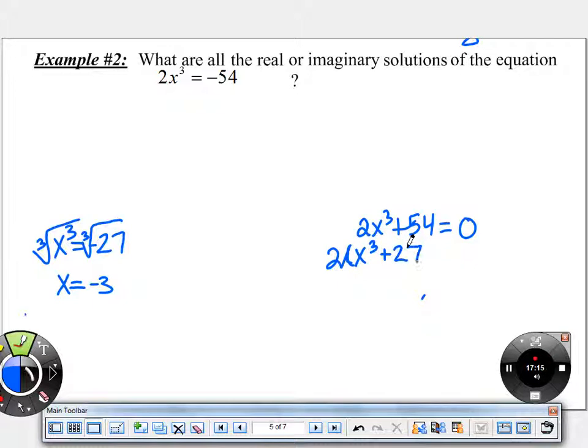All right. So we can divide both sides by 2, or we can factor out the 2. I'll write it as a factor this time to address some of those questions that arise. What about the x cubed plus 27 part? How does that factor? Molly?